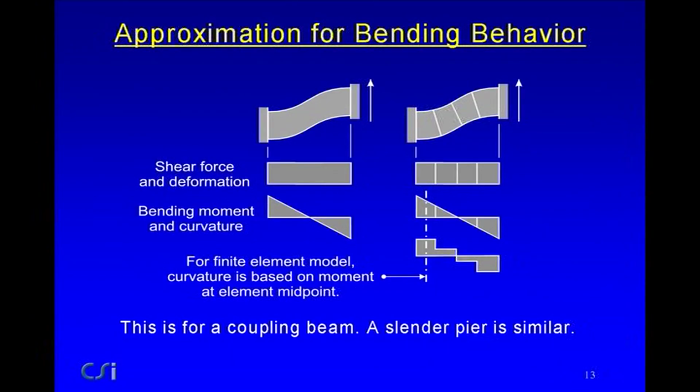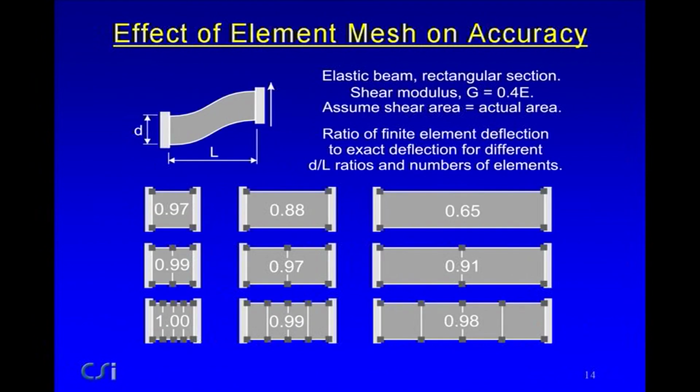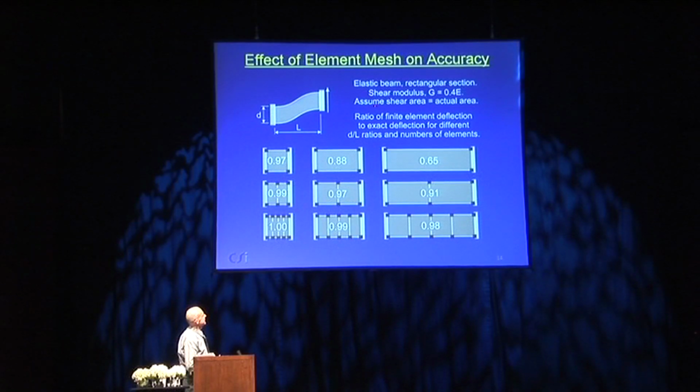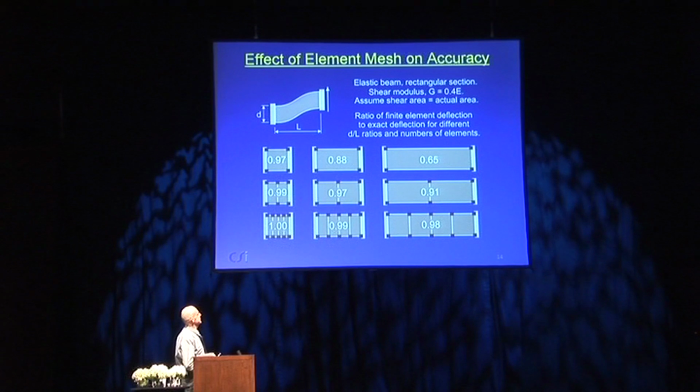The thing to look at next is what's the level of the approximation. Let's take a beam, and let's look at beams with different span to depth ratios and different meshes, and see what happens. Let's do an elastic beam with a rectangular section. The shear modulus is typically 0.4 times the Young's modulus. And to be simple, let's assume the shear area is equal to the actual area. Maybe it should be 5/6 of the actual area, but let's not quibble about minor issues like that.